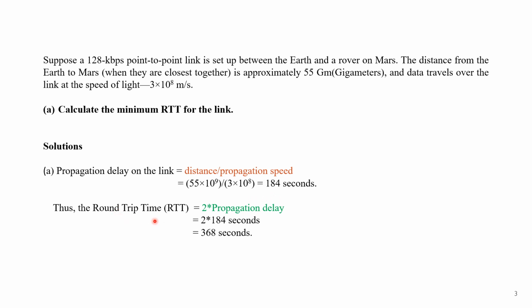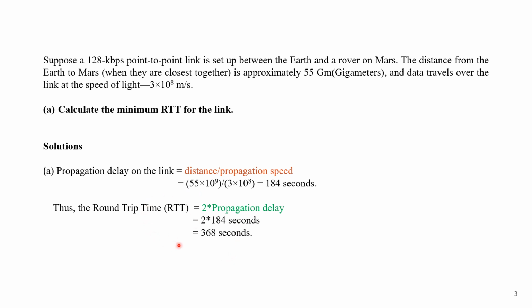So to calculate the round trip time, you have to multiply this time by 2. That is 2 times the propagation delay, which is nothing but 2 × 184 seconds, which is 368 seconds. So this is how you have to calculate the round trip time.